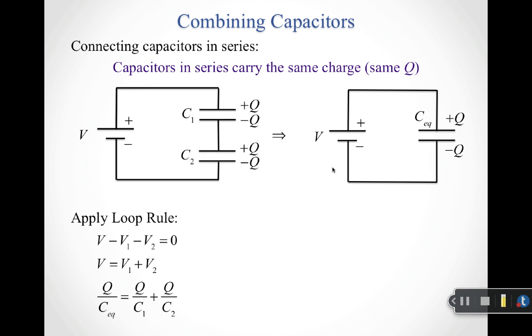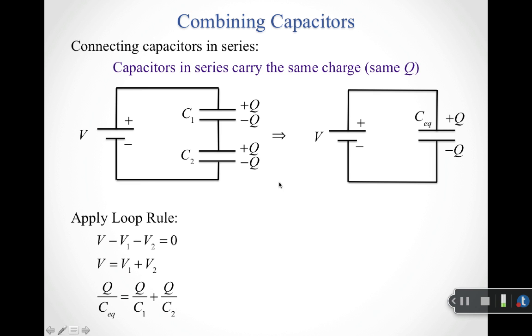When I apply it for my circuit on the left, I start down here in the bottom corner. I'm going to walk across the battery from negative to positive, so that's going to be an increase. I'm going to go from positive plate to negative plate across capacitor 1, so that's going to be a drop. I'm going to go from positive plate to negative plate across capacitor 2, so that's going to be a drop. So I end up with this equation for my loop rule. I just take the V1 and V2 over the other side, so here's what I've got.